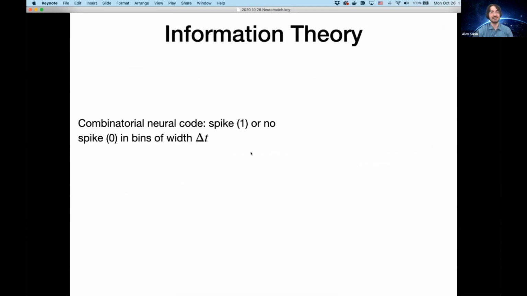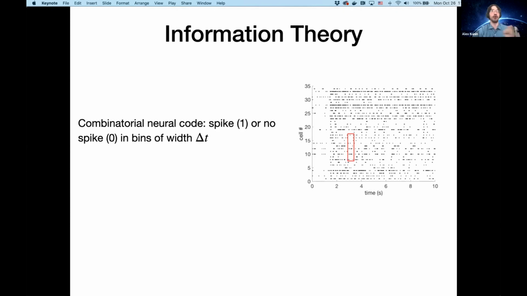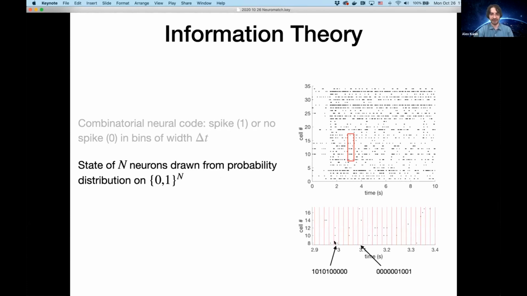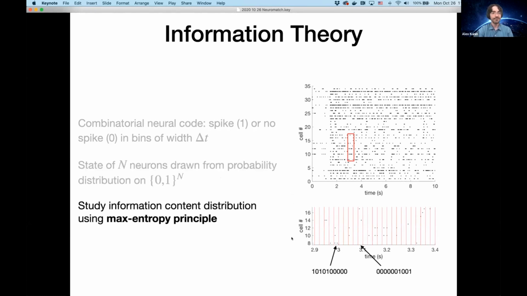Information content in this case is, we're looking at this from a combinatorial neural coding perspective. So we're going to bin each spike or no spike in bins of width delta t. We're using delta t of like 10 milliseconds for most of this work. And we think of the state of the population in one time bin as a sample drawn from some probability distribution on n-bit vectors. So here, even though this neuron spiked twice within this bin, we still only record a 1 in that position, for example. And the point is, 2 to the n, which is the number of possible binary vectors, is a very large number. That's too many.